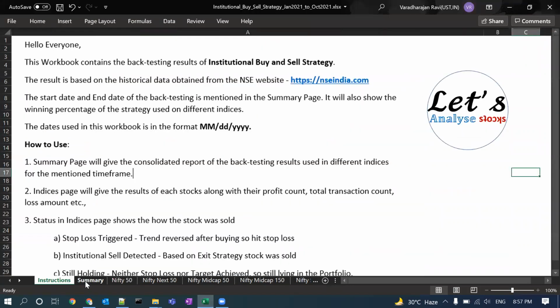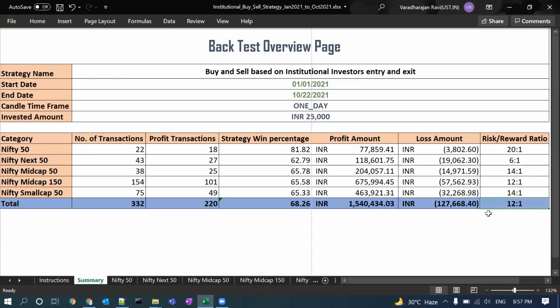so we have created an application that will backtest this strategy, and it will provide us the summary like this. From this summary, you can get the strategy name and the start date and end date, that is, from which time period to which time period we tested this strategy. In this case, we tested from Jan 1 2021 to today's date, 22nd October 2021, and the candle time frame that we use is 1 day. For each stock, we assumed we bought it for $25,000.